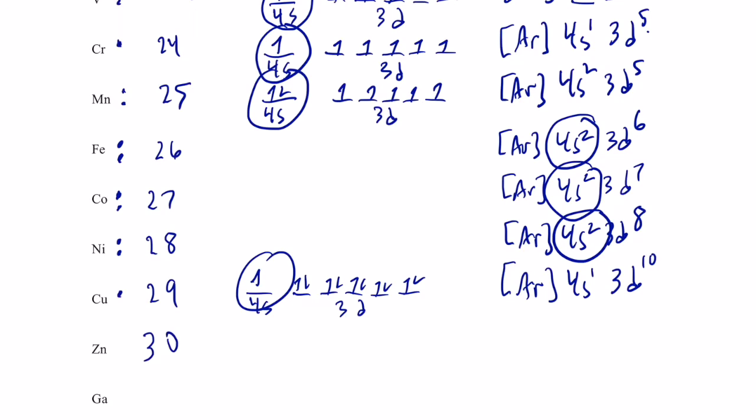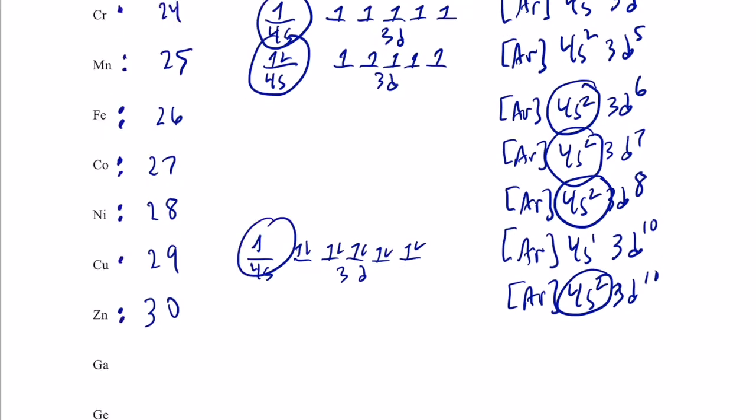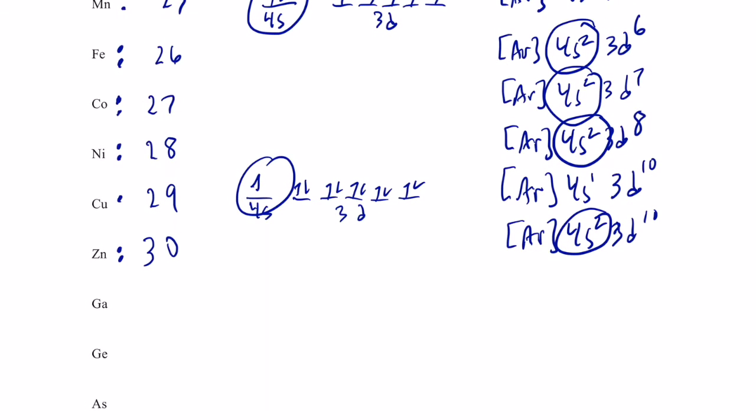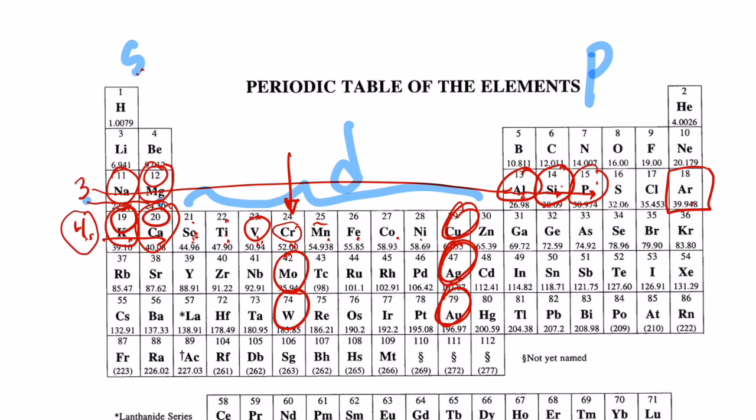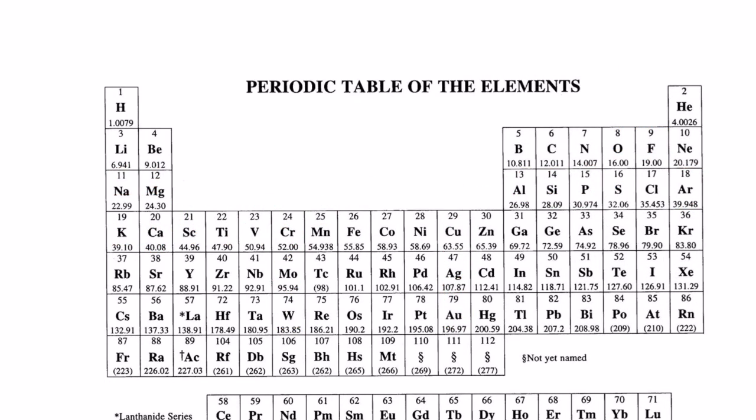Okay, zinc has 30 electrons. That's argon, 4s2, 3d10. So once again, my 4th energy level has a pair, so zinc has a pair of electrons in its dot picture. Now that takes us to the element gallium. Now this is getting a bit confusing, so let's clear the page again so we can see things a bit better. And here's gallium, folks.